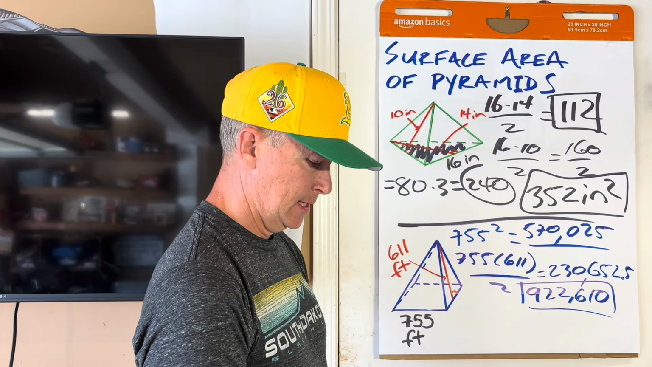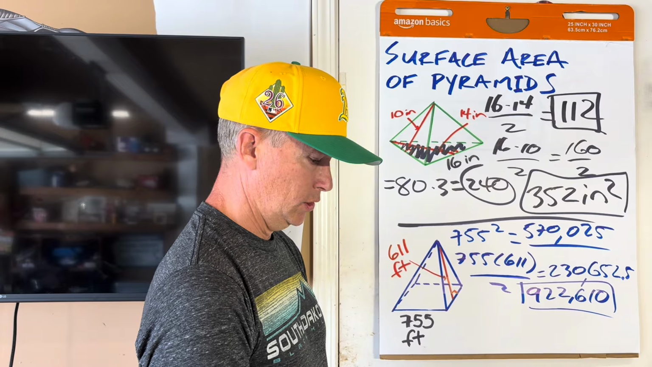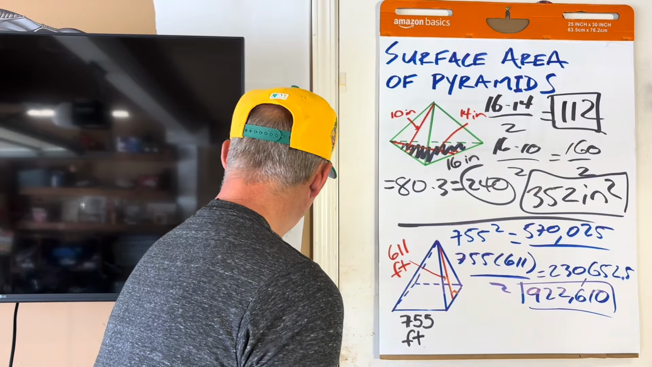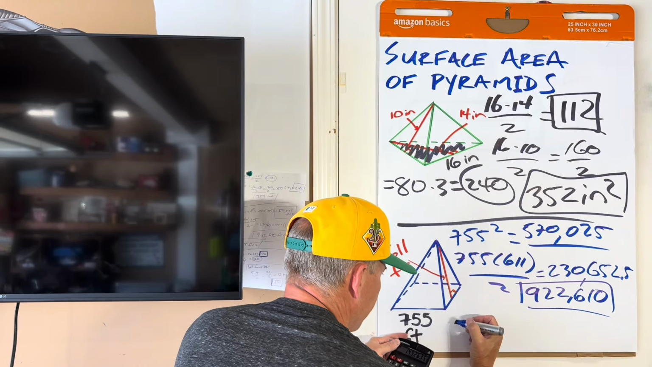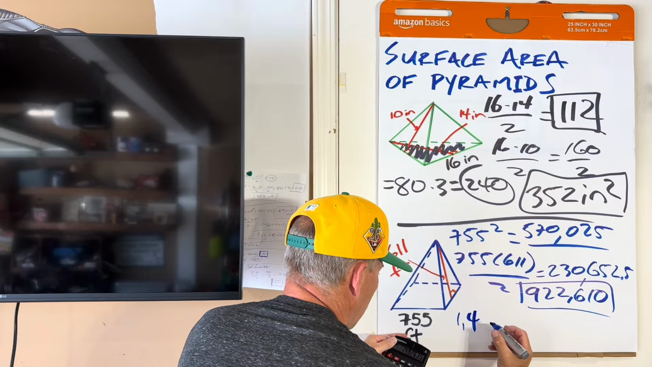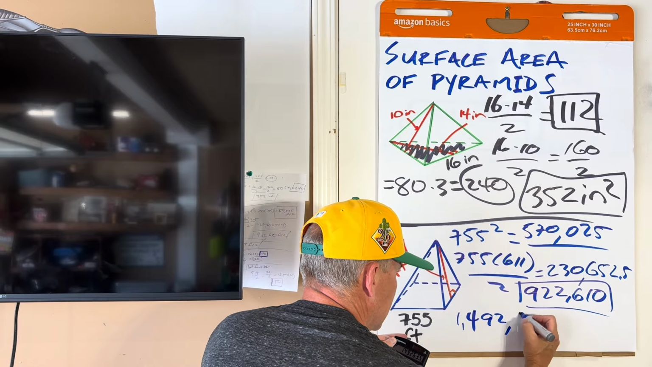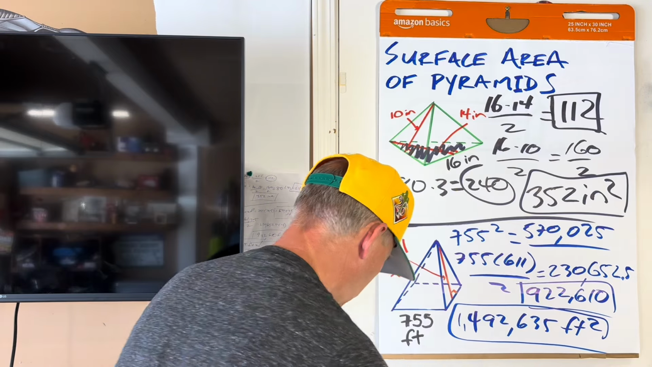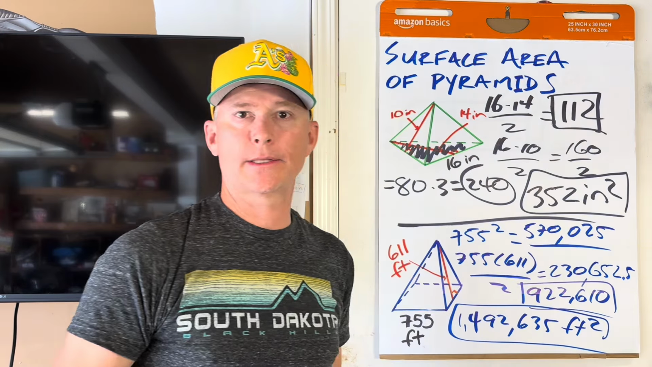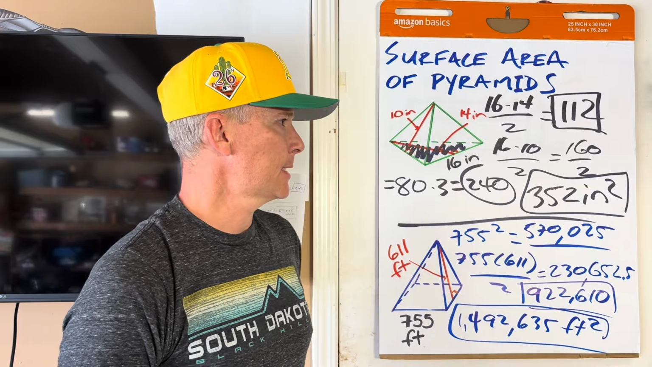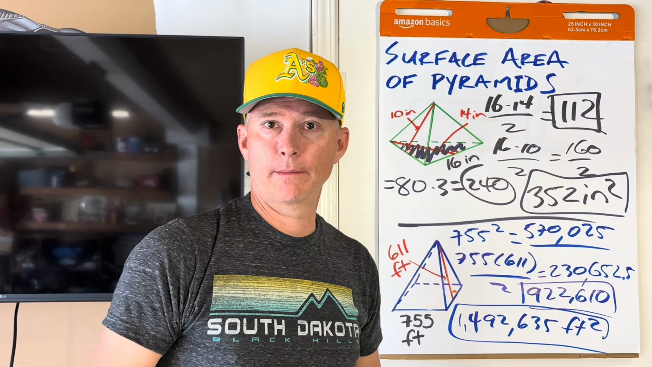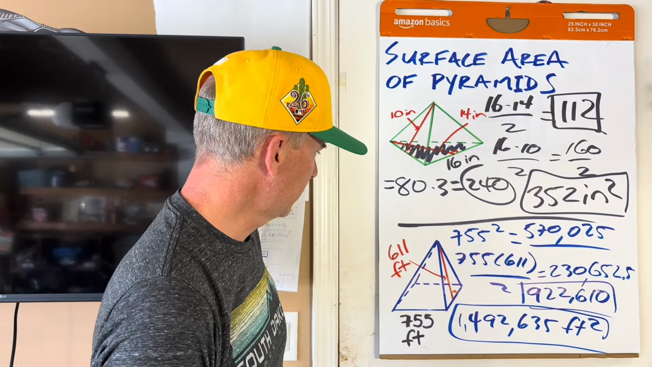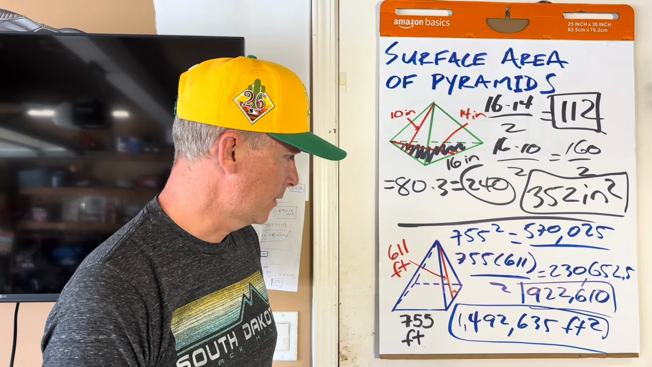570,025 plus 922,610. It is a whopping 1,492,635 feet squared. Now, I actually Googled, which means it's right, because anything you find on the internet's obviously true. I looked up the surface area of the Great Pyramid, and that is super close to the number that actually is in Google World. So I felt like that has to be right, because that's really close to the actual number.